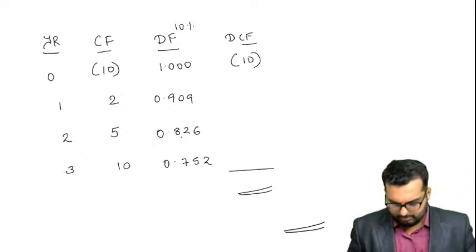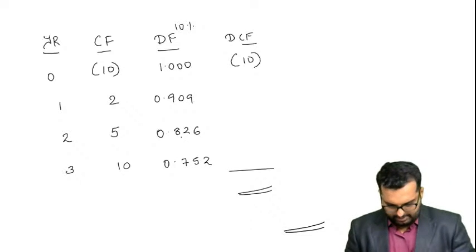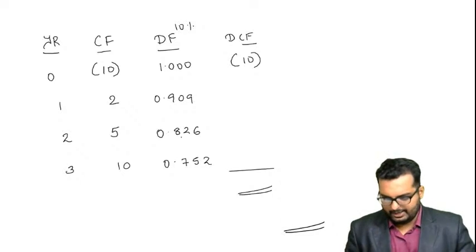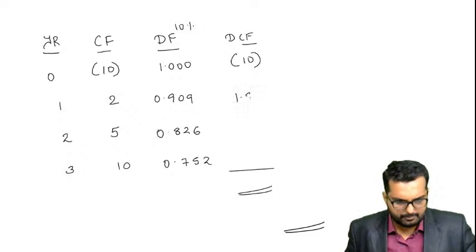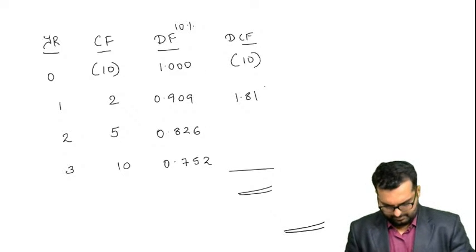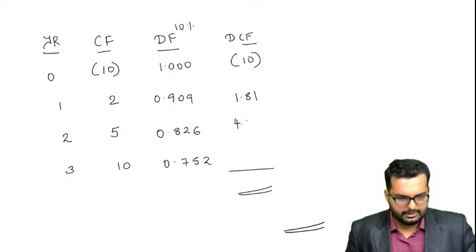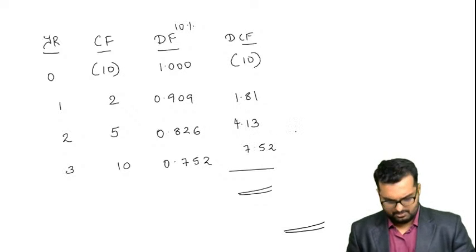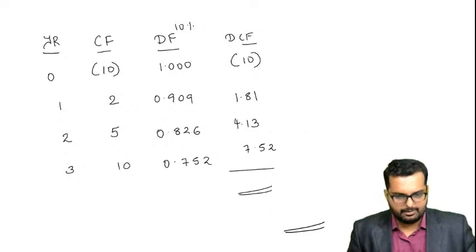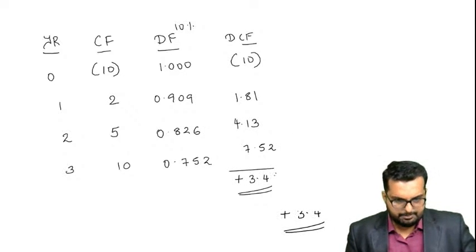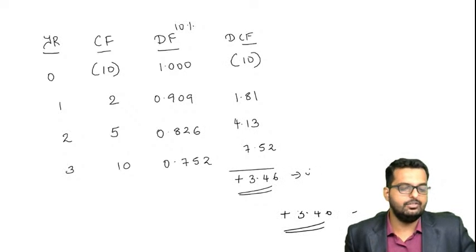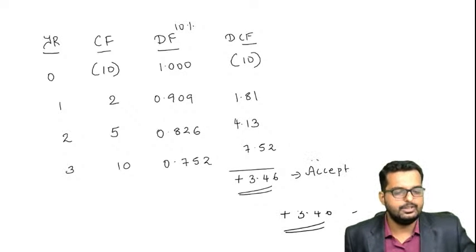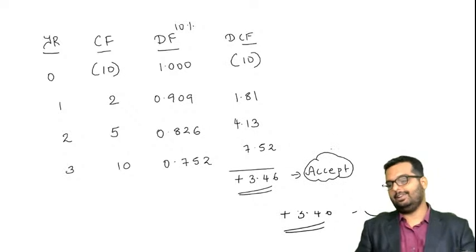I've got my calculator. You please work it out on your own and then tell me what is the answer that you get. It will be 1.81, 4.13, 7.52. He is getting an NPV of plus 3.46. NPV is positive, means accept the project, he should start practicing as a CA.